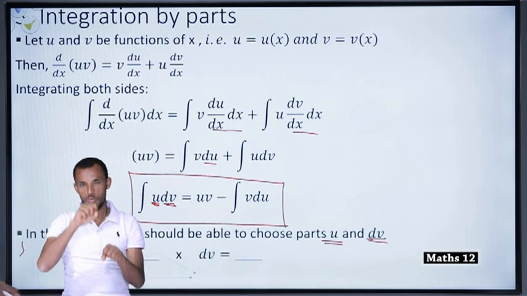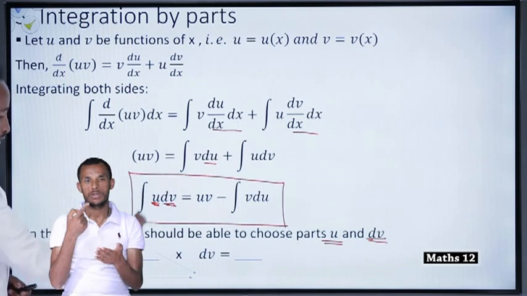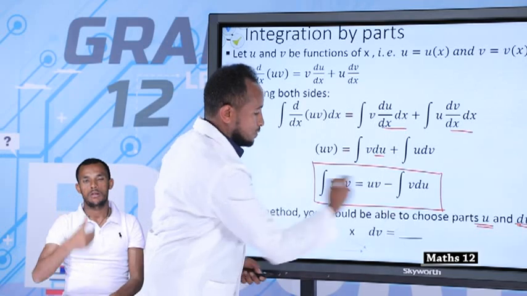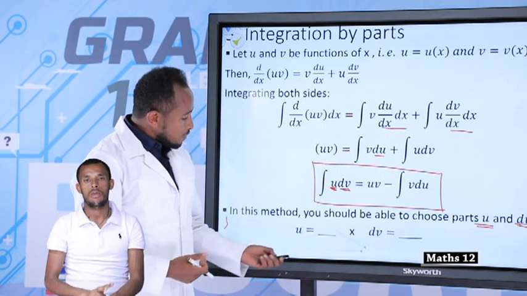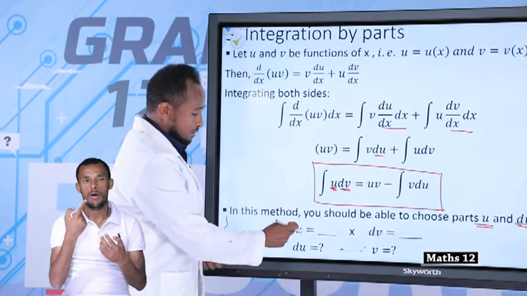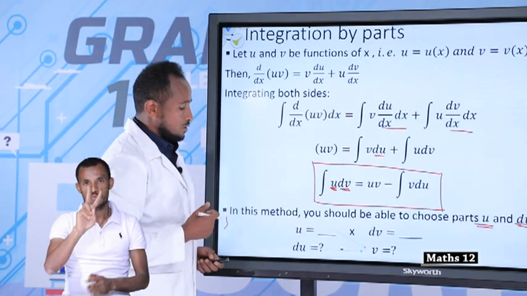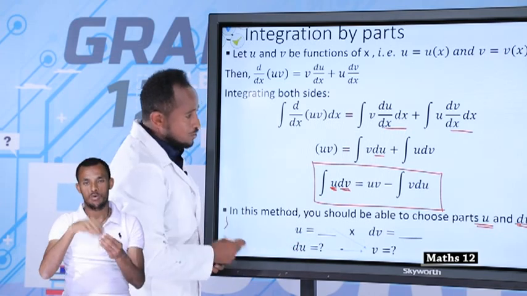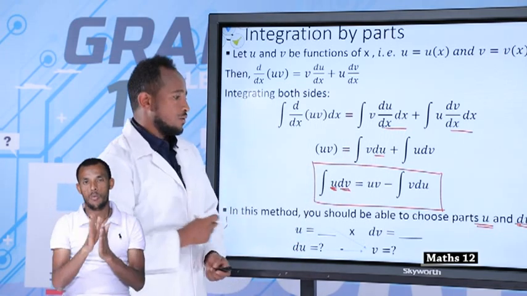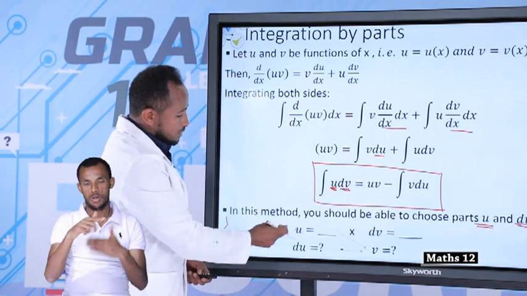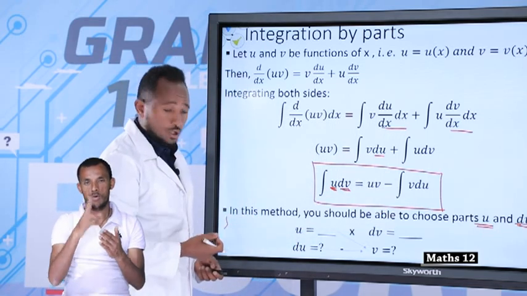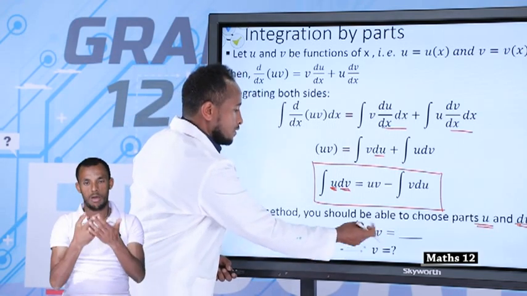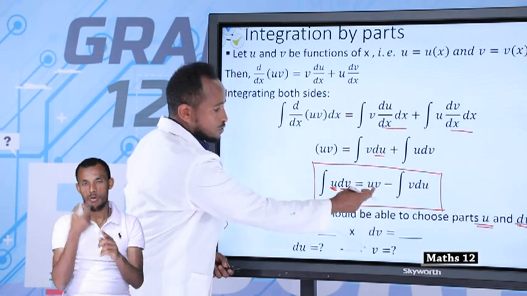First, you let one of the functions be u, and the other function be dv. After letting these two, u and dv, you have to find du also. From u, you can find du, because we need du in this formula. The derivative of u is simply du. And we have dv here, from dv we need v also.